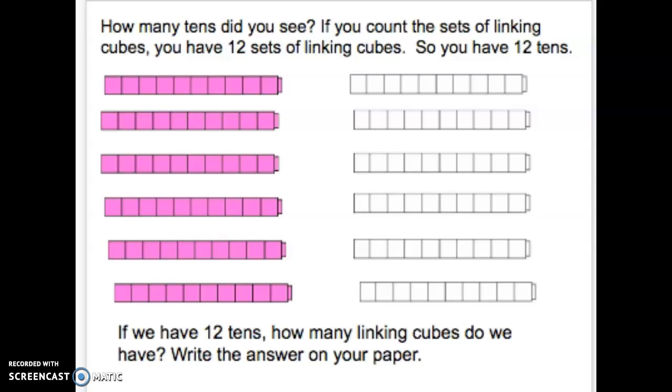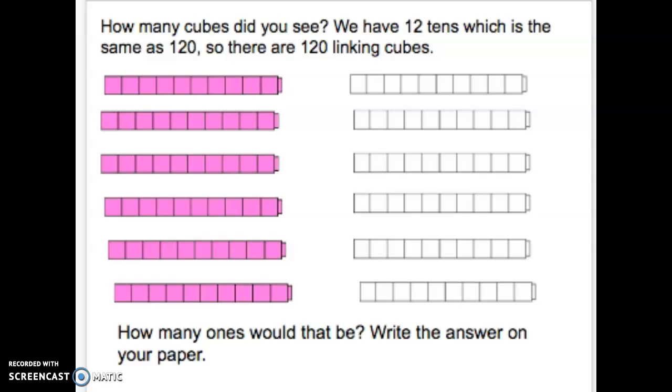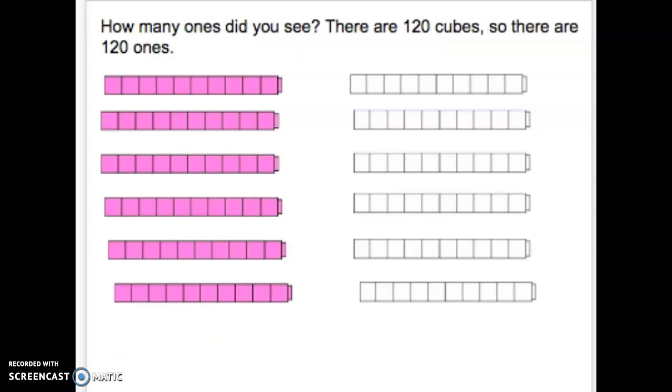If you count the sets of Lincoln cubes, you have 12 sets of cubes. So you have 12 tens. If we have 12 tens, how many Lincoln cubes do we have? We have 12 tens, which is the same as 120. So there are 120 Lincoln cubes. How many ones would that be? Write your answer on your paper. There are 120 cubes, so there are 120 ones.